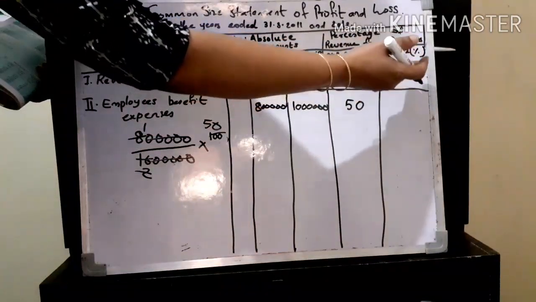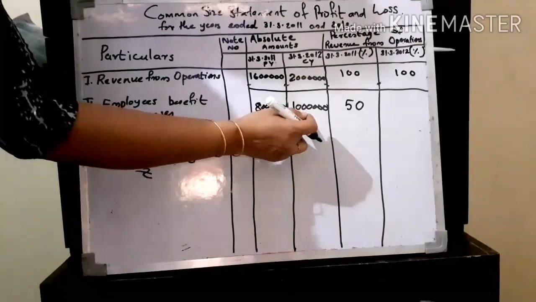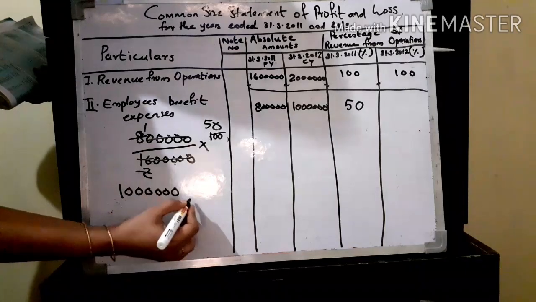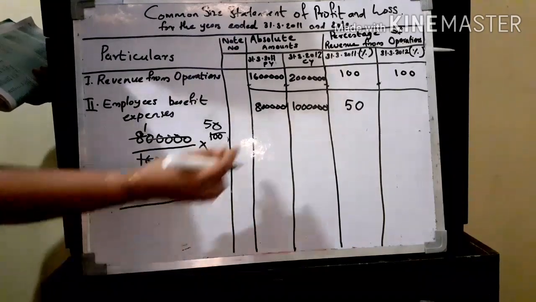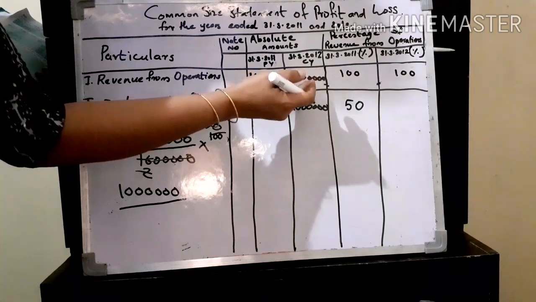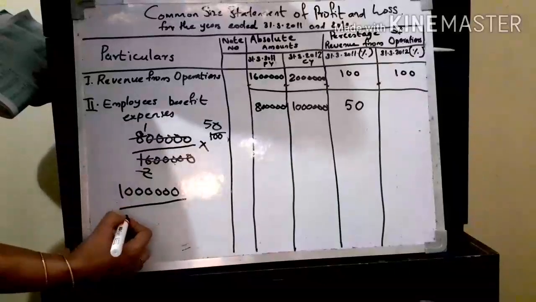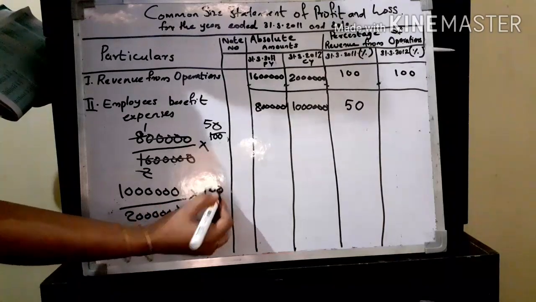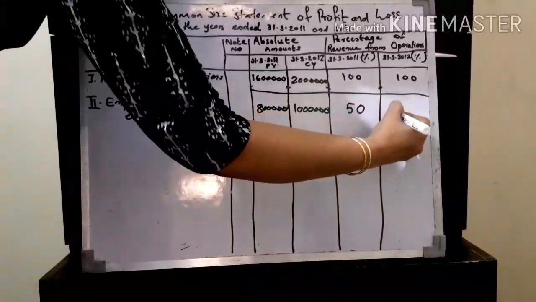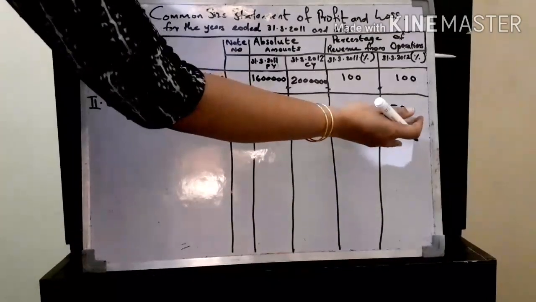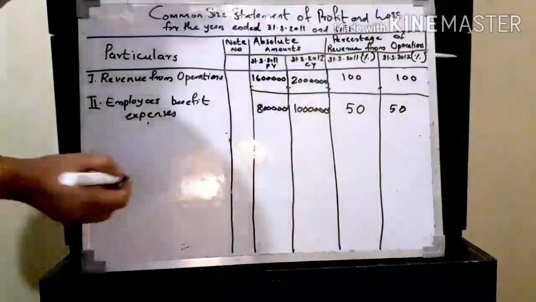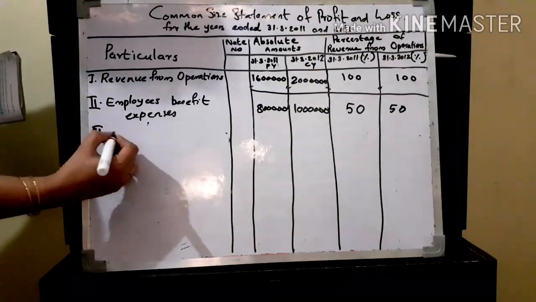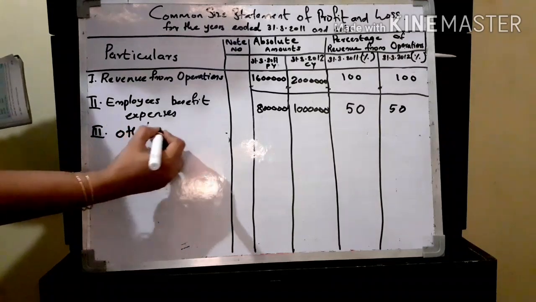Then next, the current year. Current year employee benefit expenses 10 lakhs divided by that year's revenue from operations, 20 lakhs, into 100. So 50%. This portion is also 50%. Then next item, other expenses.